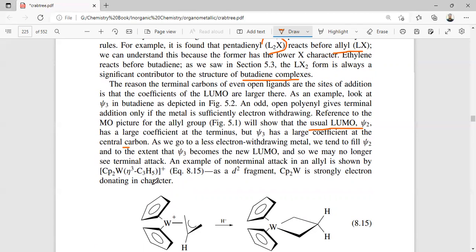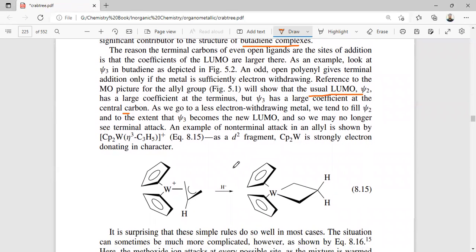So here, in nucleophilic attack, the electron comes from this side. Here this has more terminal character. So that's why for the even open ligands, the terminal carbon is attacked. But for the odd open polyenes, many times the middle carbon is attacked. So here, with this electron withdrawing group, the metal undergoes nucleophilic attack at this carbon atom to form this metal complex.